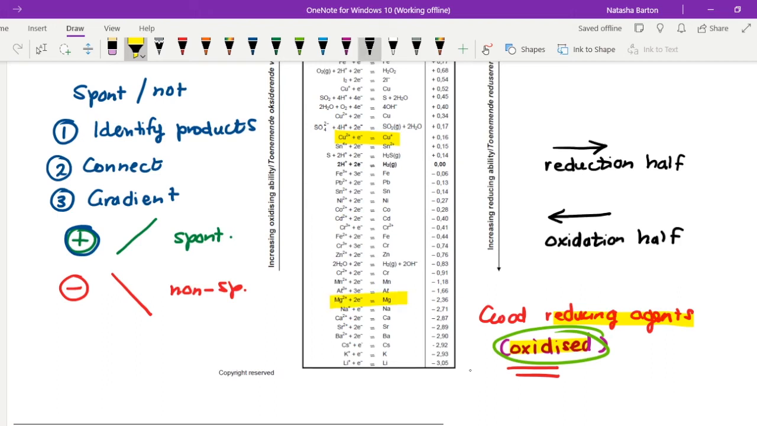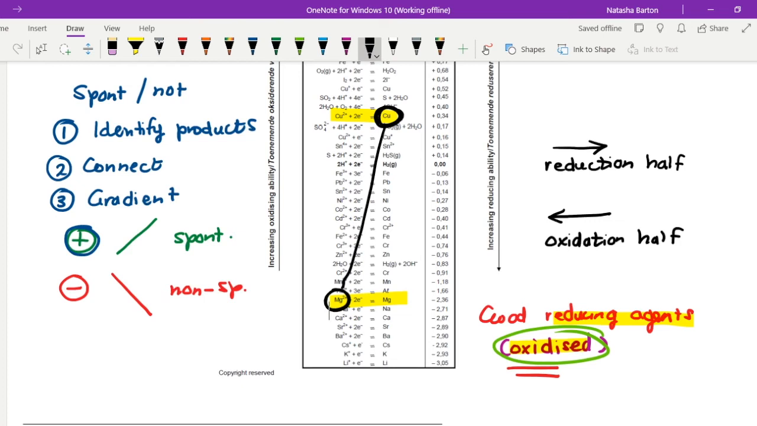There it is. My products are, okay, I've chosen the wrong copper. My apologies. We're looking for the copper that actually becomes copper solid. So we are looking for this one. There you go. All right. So my products are going to be copper solid and magnesium ions.